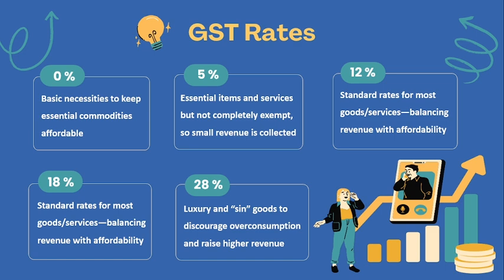Now let's talk about HSN code and SAC code. HSN, which stands for Harmonized System of Nomenclature, is used in GST to classify goods systematically, ensuring the correct tax rate is applied. Each product has a unique code ranging from 2 to 8 digits in India that identifies its category, subcategory, and specific type.